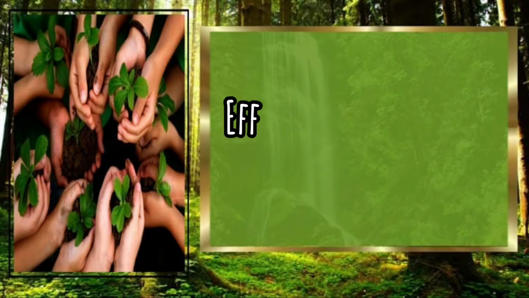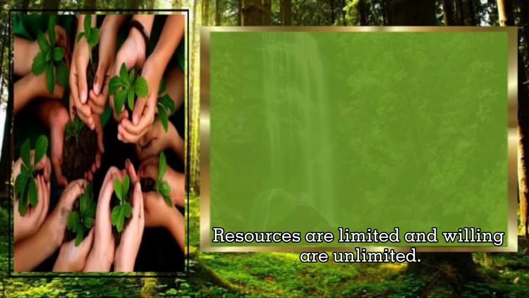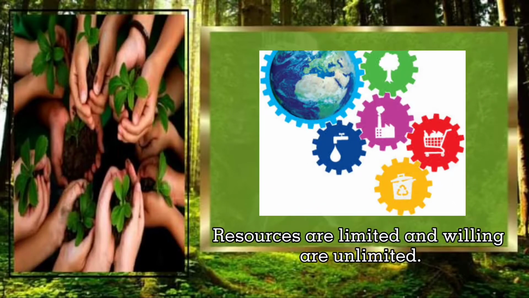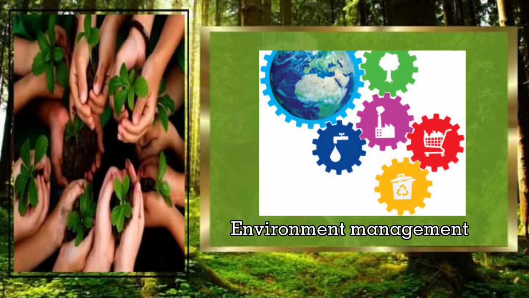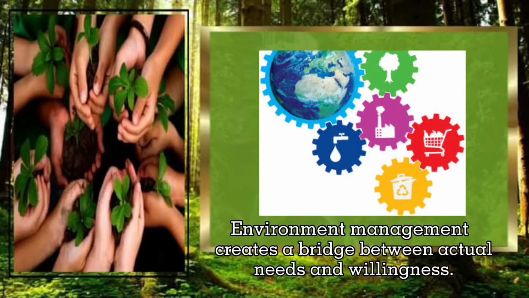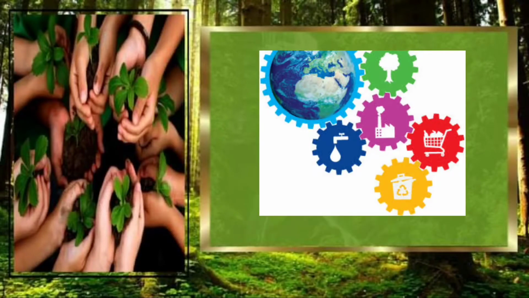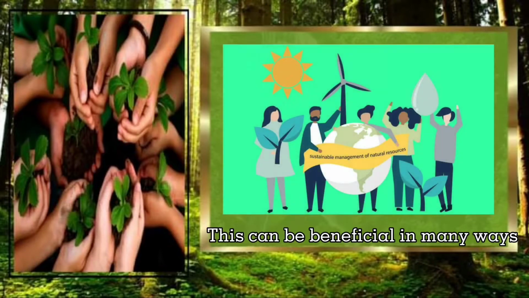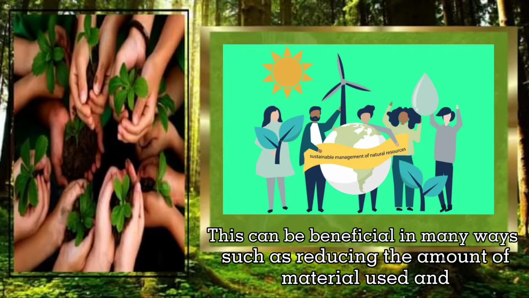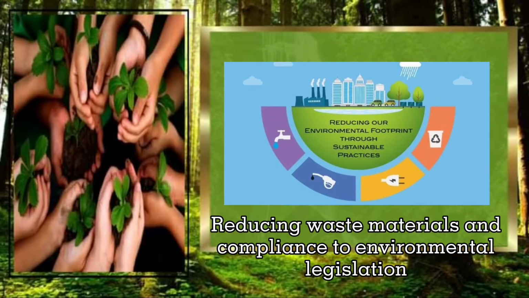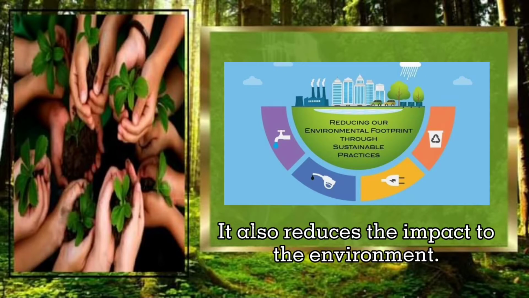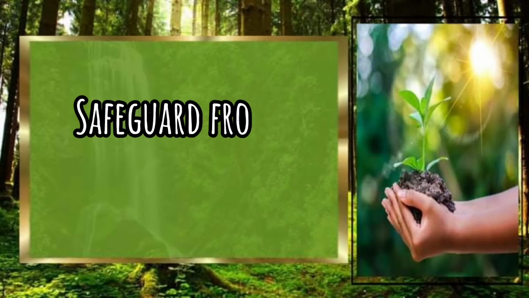Next is effective utilization of resources. Resources are limited and willingness is unlimited. Environmental management helps to control the effective utilization of resources. Environmental management creates a bridge between actual needs and willingness. This can be beneficial in many ways, such as reducing the amount of material used and manufacturing cost, reducing waste materials, and complying with environmental legislation. It also reduces the impact on the environment.